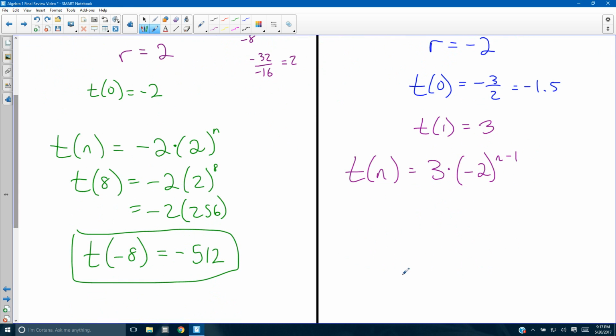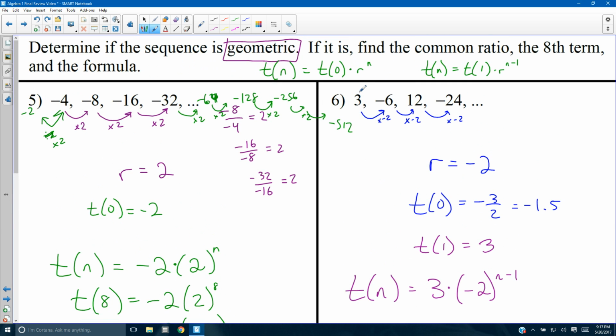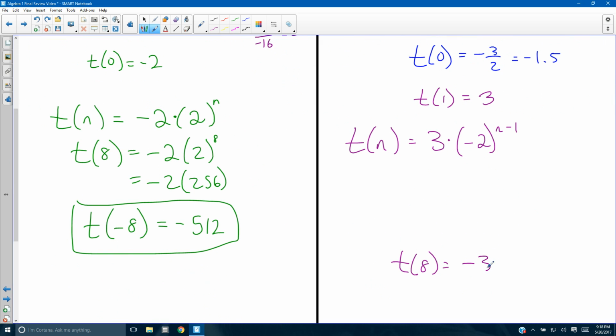We've got to find term 8, right? Okay. Well, here's term 1, 2, 3, 4. Let's find 5. Positive 48. 6. Negative 96. 7. Positive 192. And 8. Negative 384. So term 8 is negative 384.